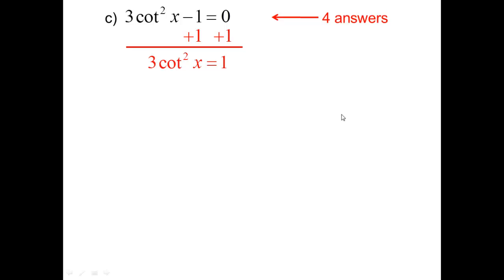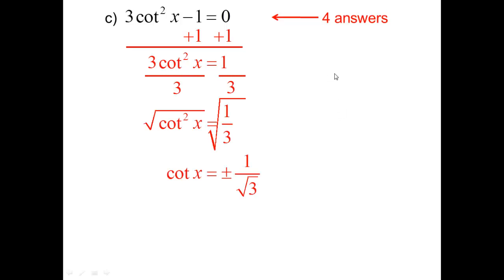Before I start anything, I want to make a prediction of how many answers I'm going to have. It's a regular old trig function, which means 2, but it's squared, so I'll double my expectation to 4 answers. I expect 4 answers. So step 1, add 1, divide by 3. I've got to get rid of the square, so I'll square root it. Just like before, positive, negative, 1 over root 3 in this case.